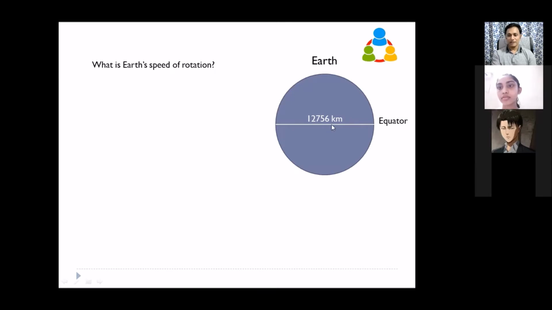So take the equatorial plane. If you want to see the speed of rotation at the equator, how much distance does Earth cover in 24 hours? Is it this? No. Assume you are at the equator. How much distance will you travel in 24 hours, if this is the diameter?